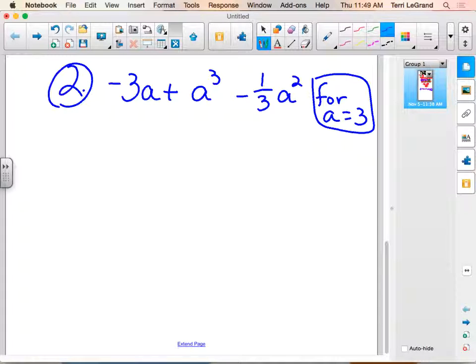subtraction to add the opposite, that's right. So we're going to have a negative 3a, that's a negative sign there, not a subtraction. We have an addition, no need to mess with that. But we're subtracting a third a squared, so we're going to change it to add a negative 1/3 a squared. Yes, Brett?